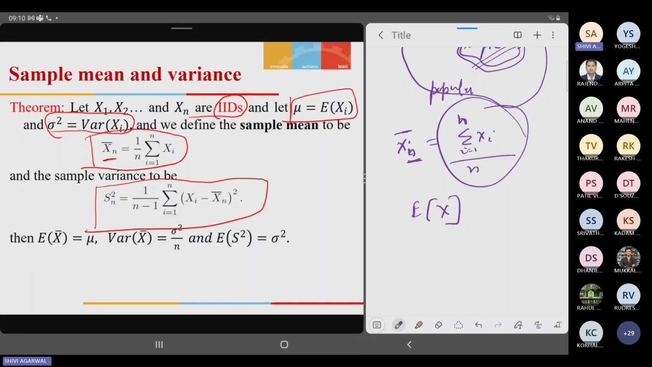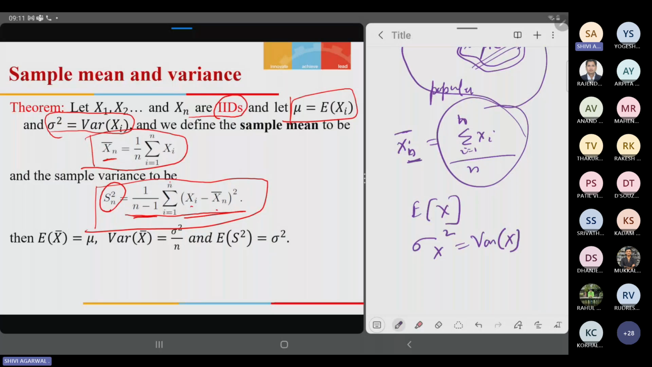Similarly, standard deviation and the variance Sn square. You remember that we are using the variance of x, which we are denoting by this. Now we are taking a sample of size n, so the variance comes by this formula: summation i equals 1 to n of (xi minus x bar) whole square, divided by n minus 1.